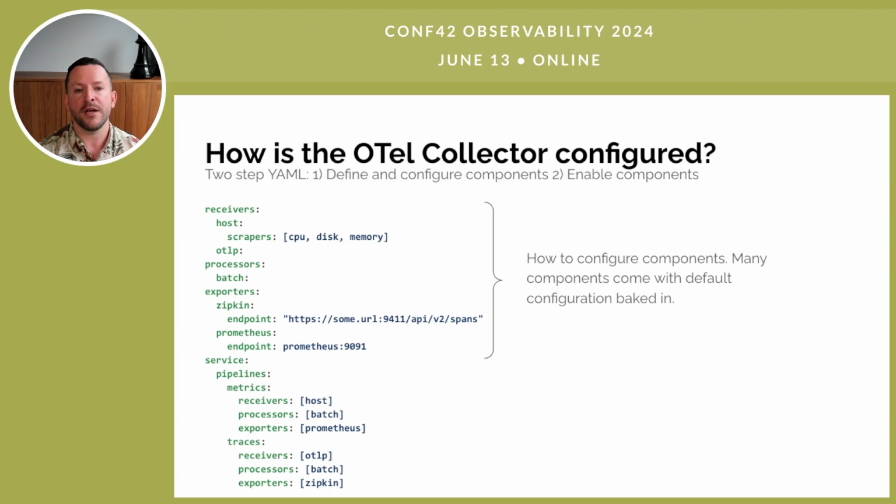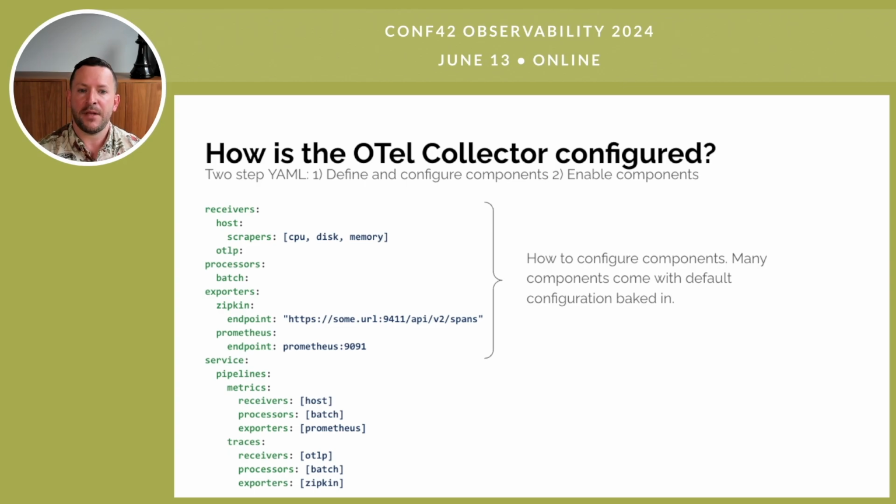So for example, if we look at receivers for a second, you'll see that there's a host receiver that's being configured, and that allows you to collect metrics, and you can see that it has a custom configuration where certain scrapers are being defined. And then you have an OTLP receiver that's defined. Because there's no additional configuration there, what that actually means is it's taking the default configuration that's available for the OTLP receiver today.